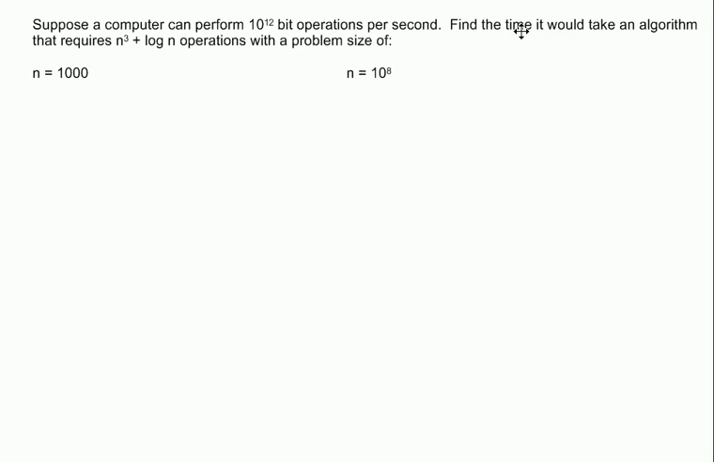This set of questions here uses the same computer that can perform 10 to the 12th bit operations per second. Now we want to know how long it would take for an algorithm that requires n cubed plus log n operations, with a problem size of n equals 1,000, and then again with n equals 10 to the 8th. Now, this log n, as we'll see in our book, really means log base 2 of n. Okay? So our function that we're computing is n cubed plus log n. This is the number of bit operations.